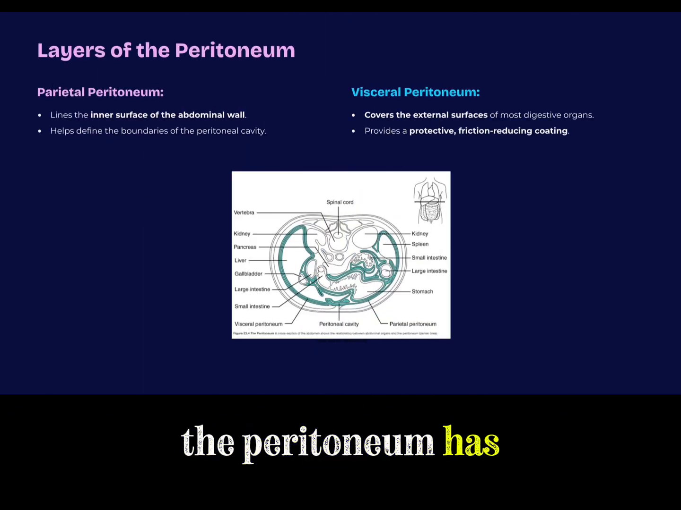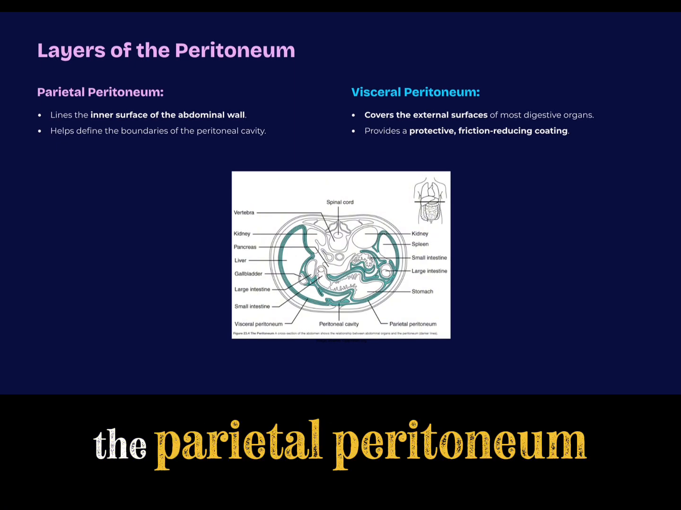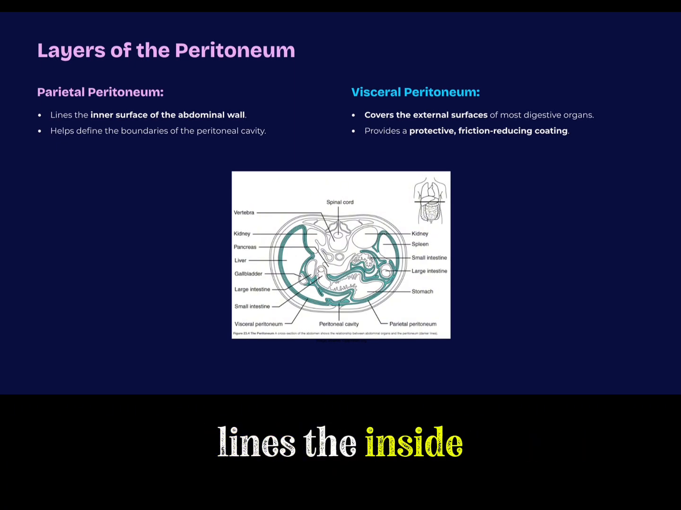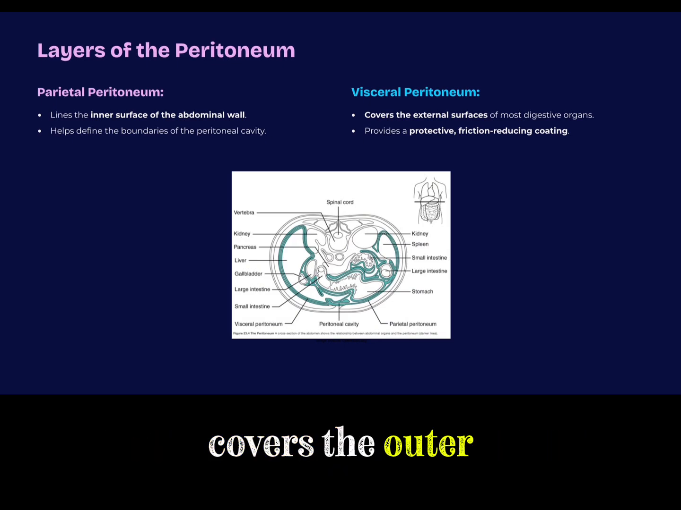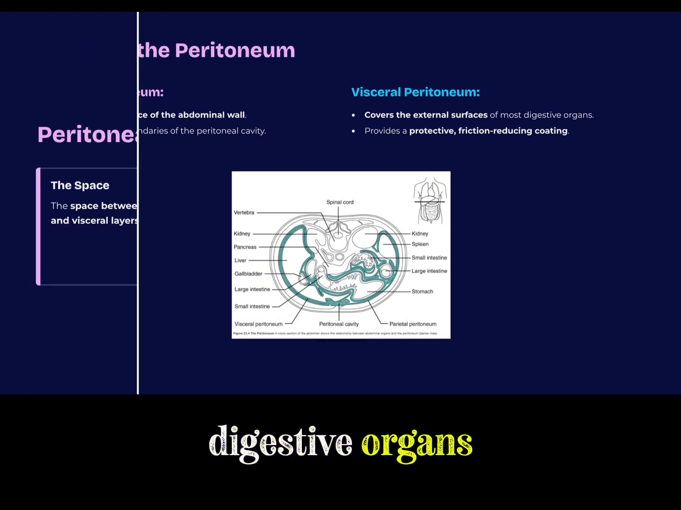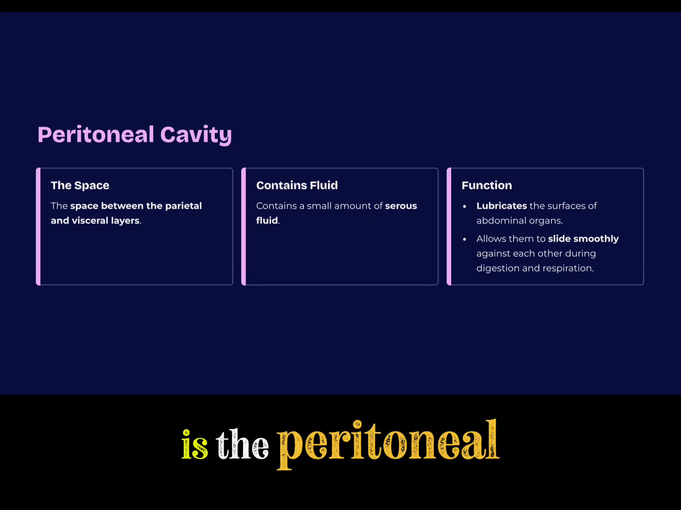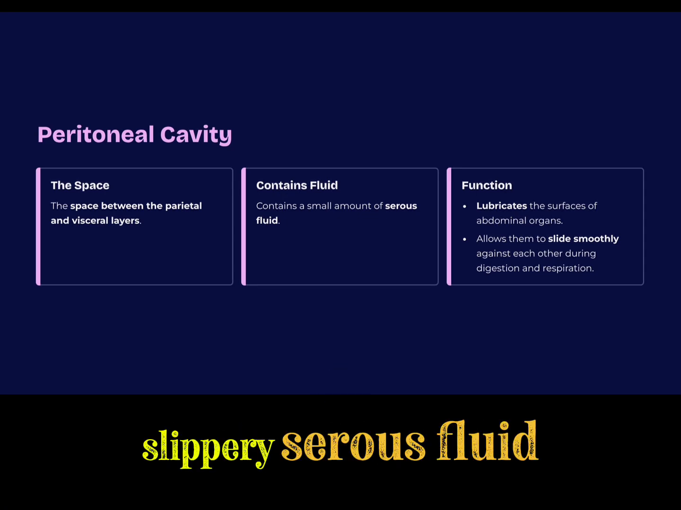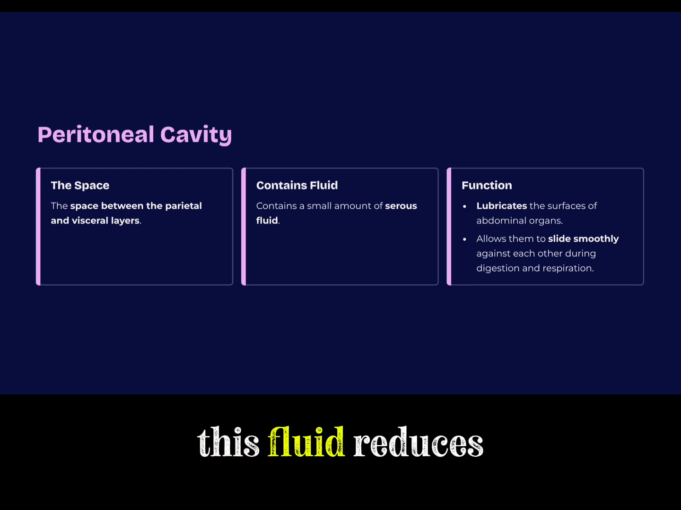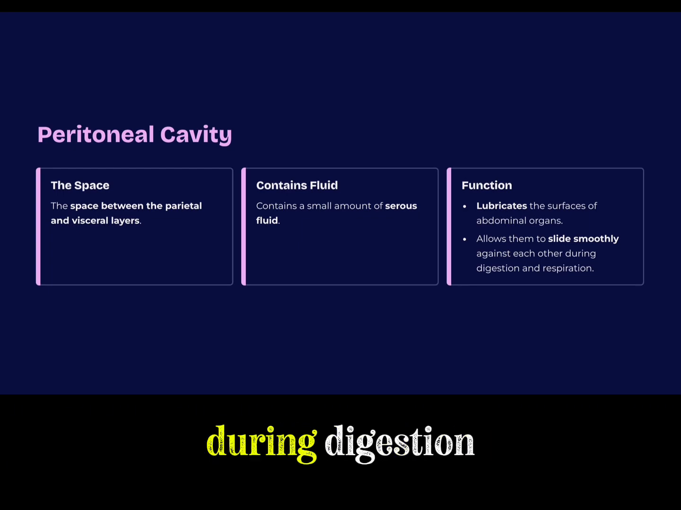The peritoneum has two layers. The parietal peritoneum lines the inside of the abdominal wall. The visceral peritoneum covers the outer surfaces of most digestive organs. Between these layers is the peritoneal cavity, which contains a small amount of slippery serous fluid. This fluid reduces friction, so the organs can glide smoothly during digestion.